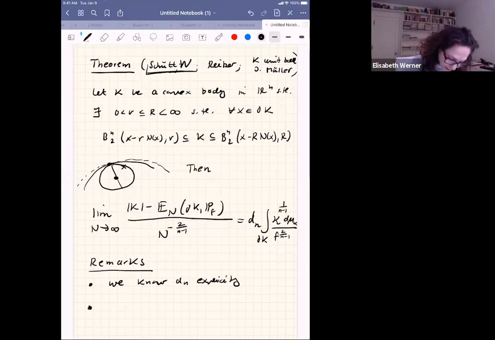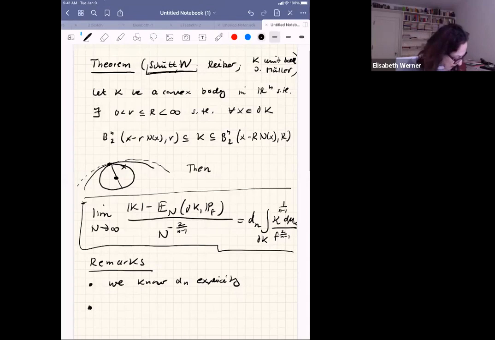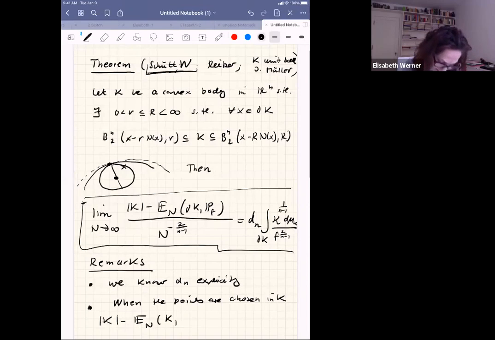So we have this result here when we choose the points of the approximating polytope on the boundary. Let's see what happens when the points are chosen in K with respect to the normalized Lebesgue measure. Let's not bring in a function f, let's choose them with respect to the normalized Lebesgue measure. And then what one gets is that the volume difference, so let's write it like so. So we choose capital N points in K with respect to the normalized Lebesgue measure.